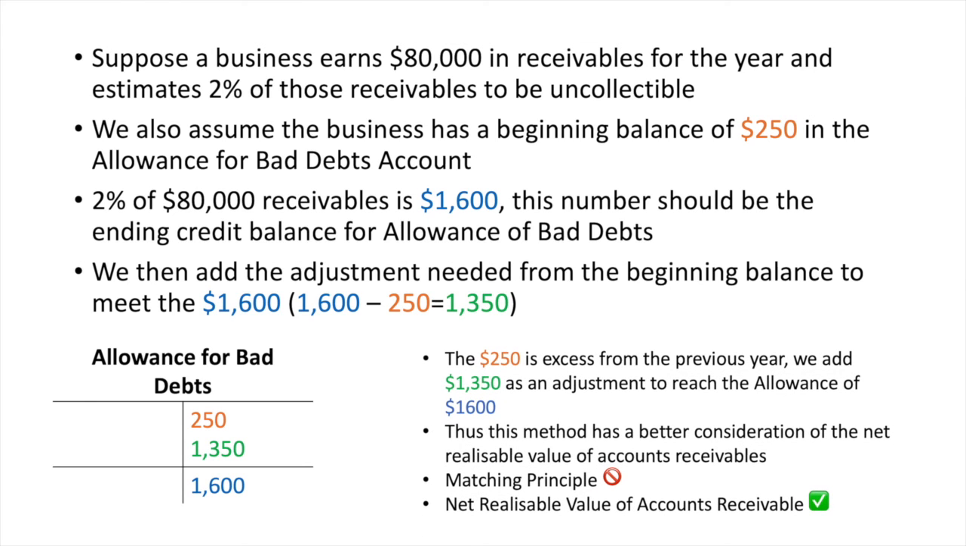The consideration of the beginning balance is why this method is not the best for the matching principle, as it considers previous accounting periods, but it considers the net realizable value of accounts receivable much better.